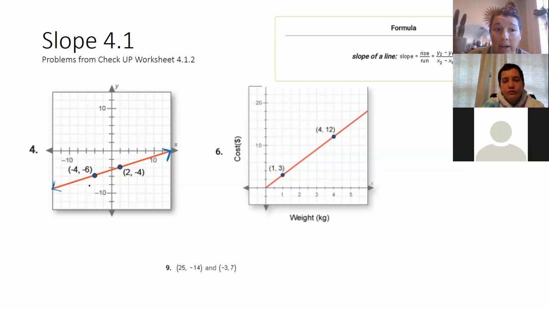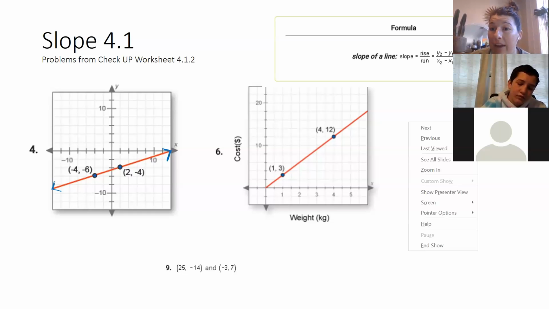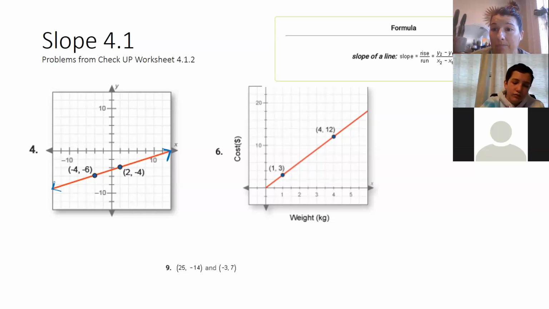And your domain here is all real numbers, meaning every x value will exist on the graph. Every x value will be solutions. And that also means for your range, every y value also exists. So your domain and your range is all real numbers. Really important to keep that in mind.